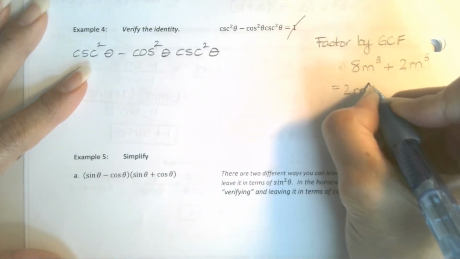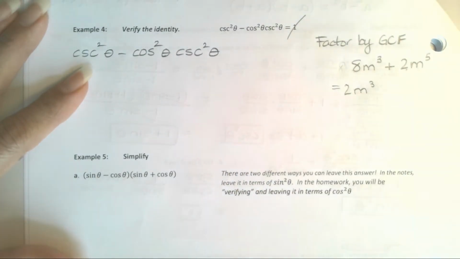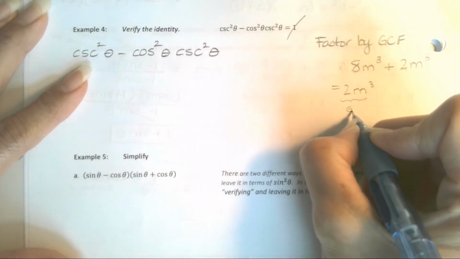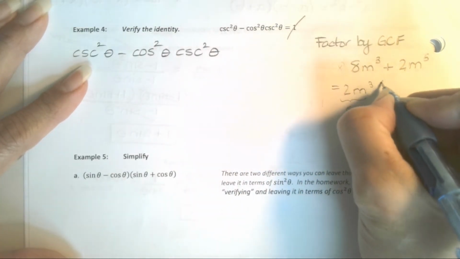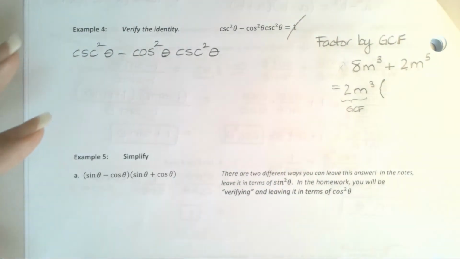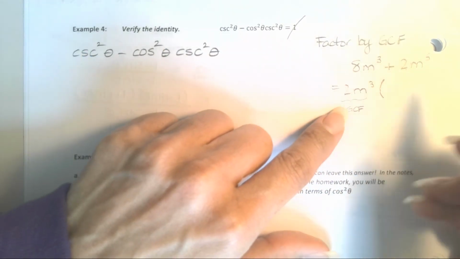So 2m cubed. So you always write your GCF first. This right here is your GCF. Okay, that's your greatest common factor. And then inside the parentheses, you will write out what was left when you undistributed. Okay? Factoring is all about undistribution.